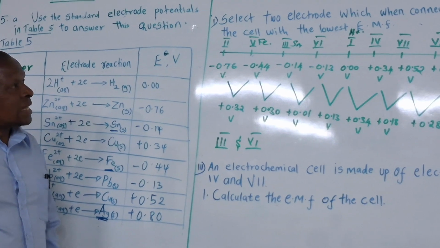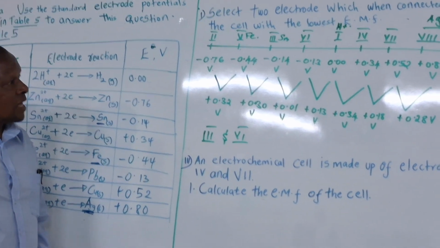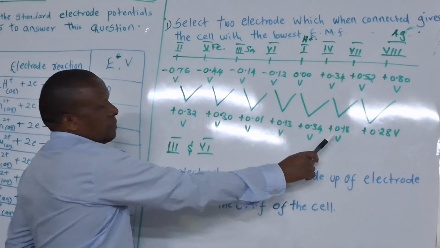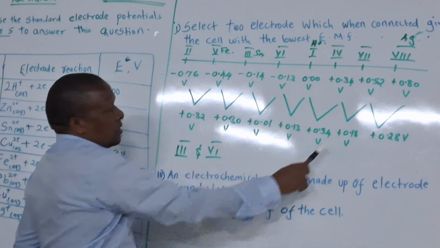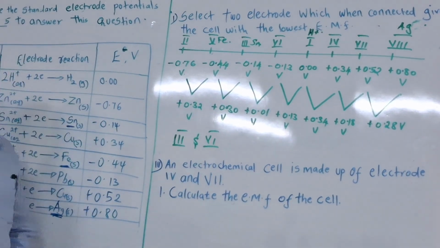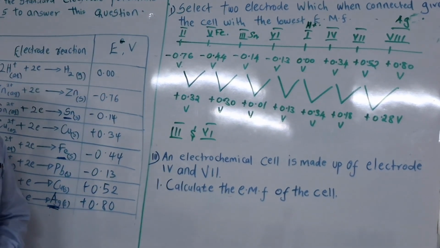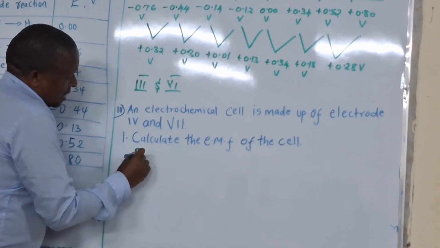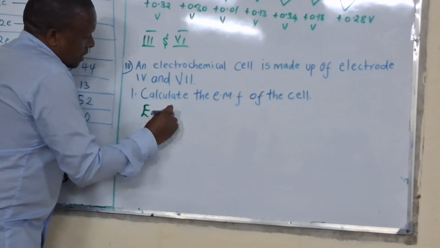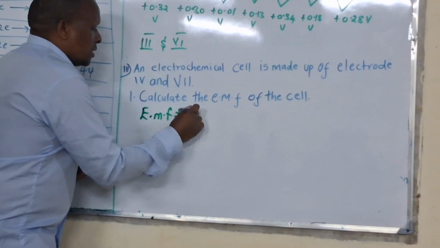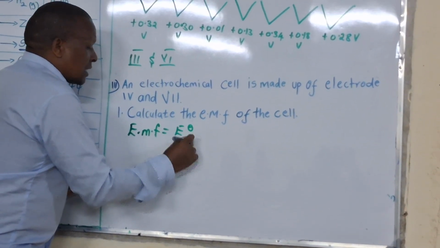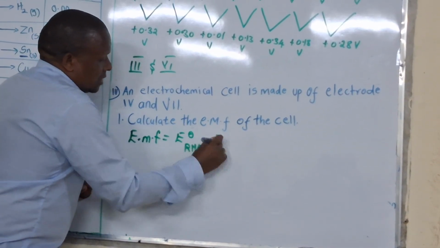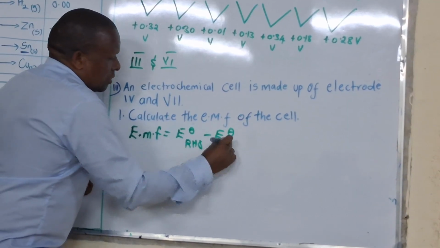We say right minus left, and you already have the EMF here, positive 0.18. So how have we worked it out? The EMF is equal to the standard reduction potential on the right hand side less the standard reduction potential on the left hand side.